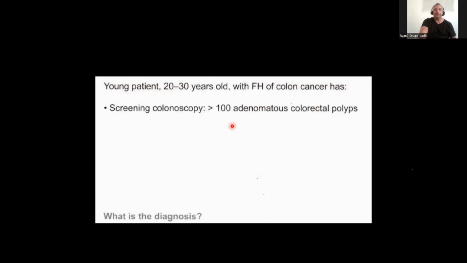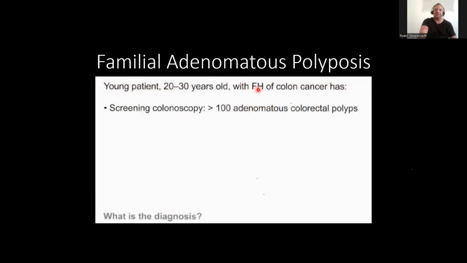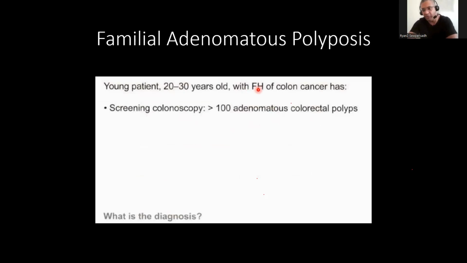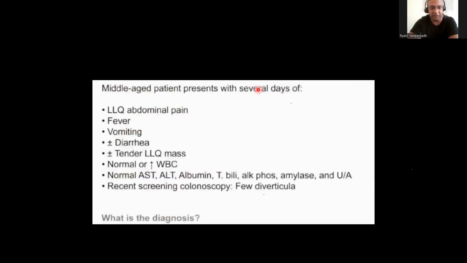Young patient with family history of colon cancer and the screening colonoscopy has more than 100 adenomatous colorectal polyps. And this, you guys know, whenever they say family history, it's a genetic syndrome, familial adenomatous polyposis. So there's two familial syndromes you guys have to know. The Lynch syndrome, which is hereditary non-polyposis colorectal cancer. And then there's FAP, which is familial adenomatous polyposis.